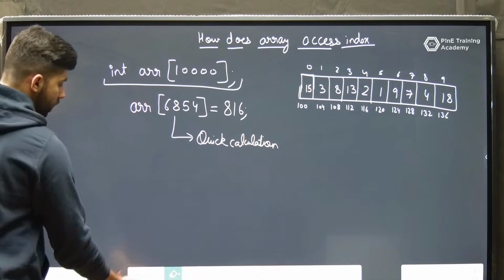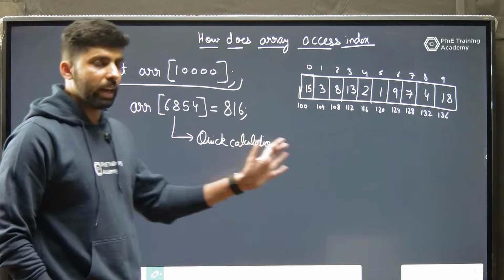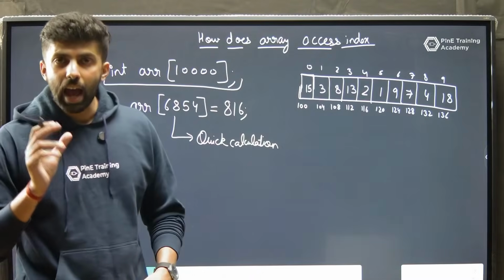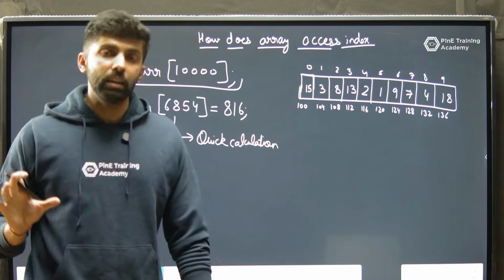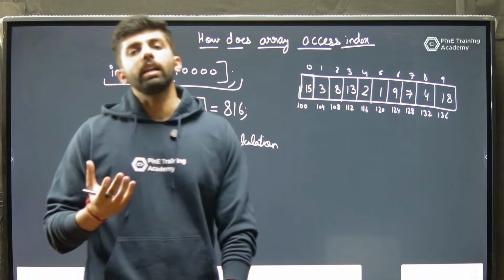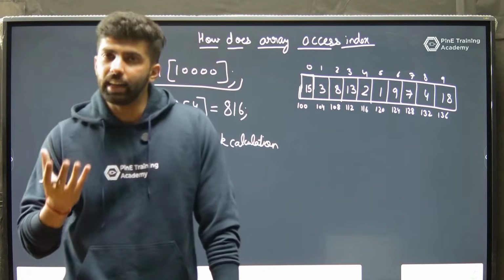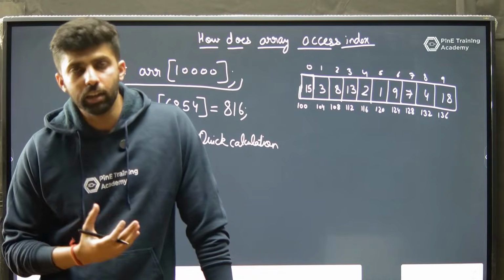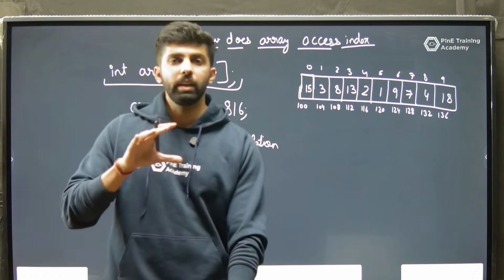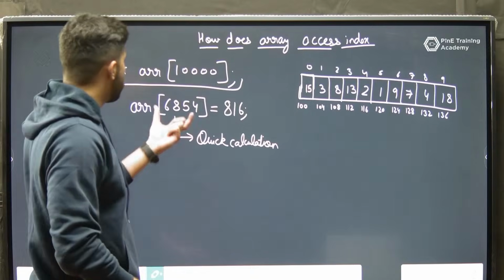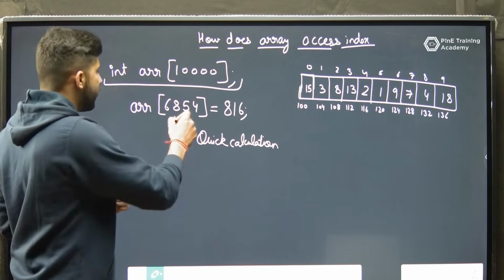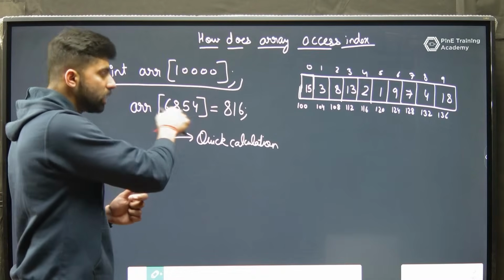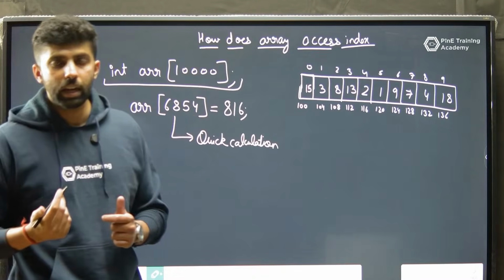It doesn't jump from index to index. It actually calculates the address of that particular index directly. To access a value, our system needs the address of that value, right? So if I want to access the value at index 6854, I just need the address of this 6854.